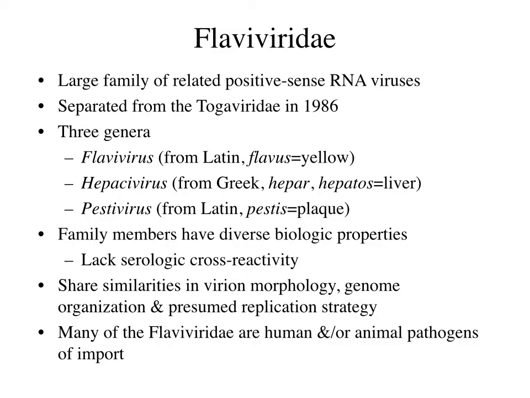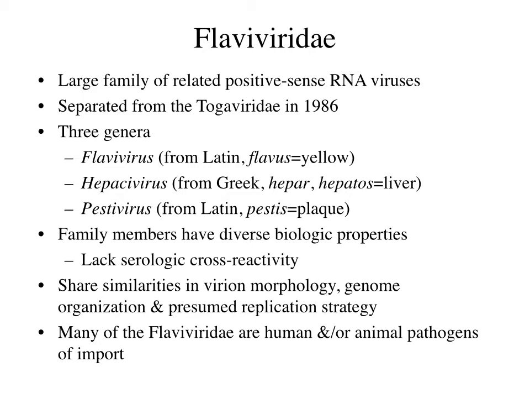Now let's move on to the family Flaviviridae. This is a large family of positive sense single-stranded RNA viruses. It's enveloped. Until 1986, Flaviviridae was a genus in the family Togaviridae, but they've since split it out. And there are 3 genera now in this family: the flavivirus, the pegivirus, and the pestivirus. And don't worry, we'll talk about all of these.